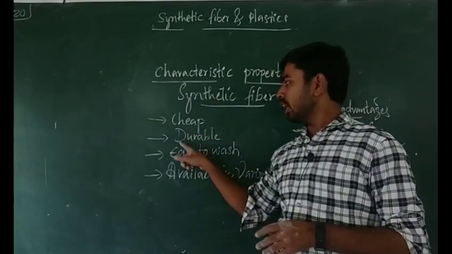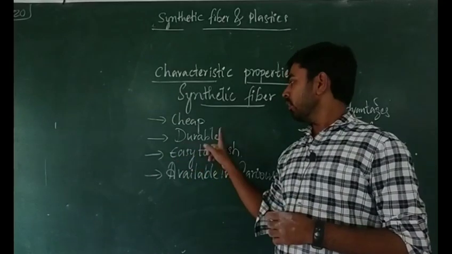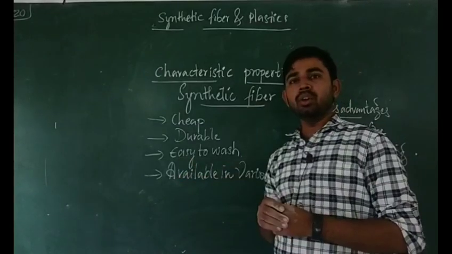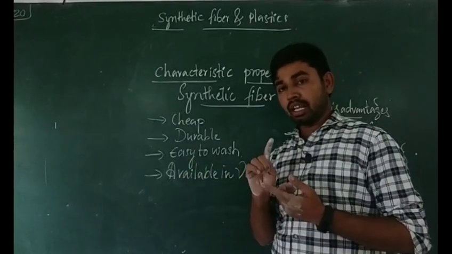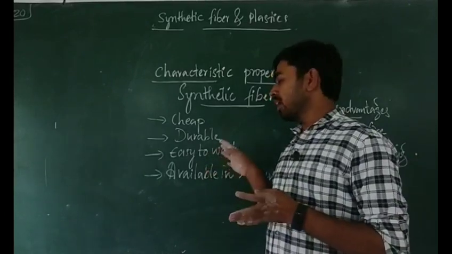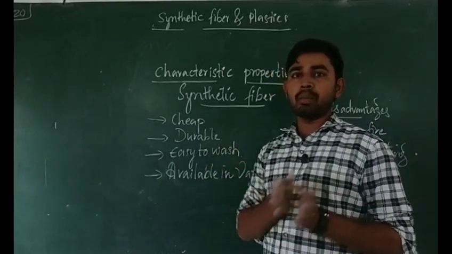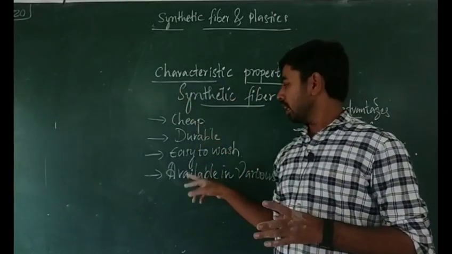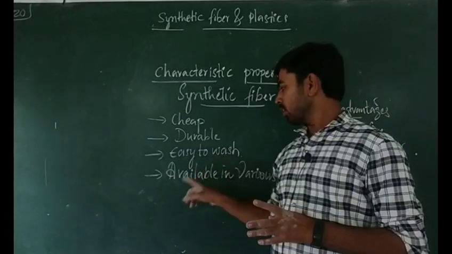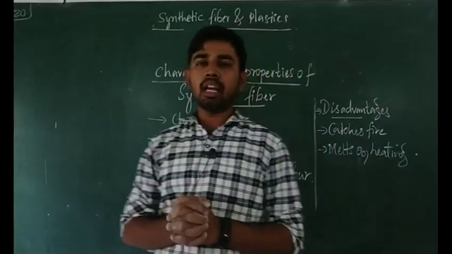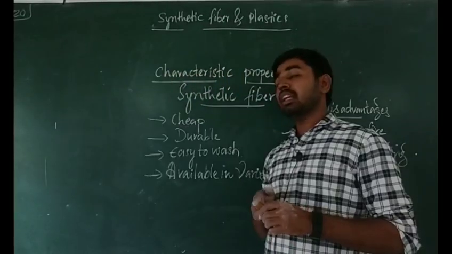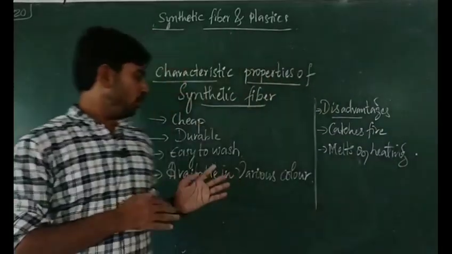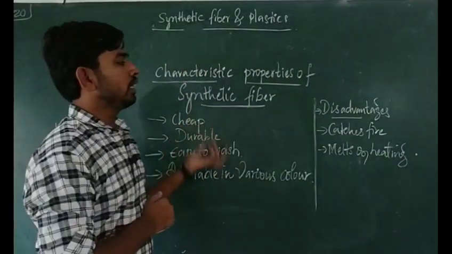One more thing is they are durable, which means we can use them for a long time. Third one is easy to wash. Remember, if you take wool or silk, we should take a lot of care while washing and also while maintaining them. But in case of synthetic fiber, we can wash them very easily. One more thing is they are available in various colors. As I mentioned earlier, we can get natural fiber only in a particular color, but synthetic fiber we can dye into various colors. These are the advantages of synthetic fiber.